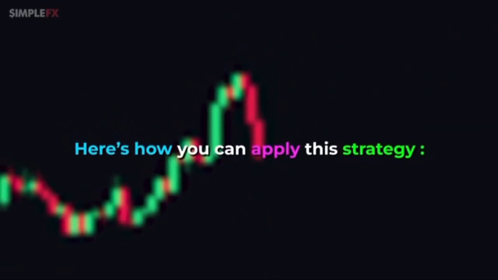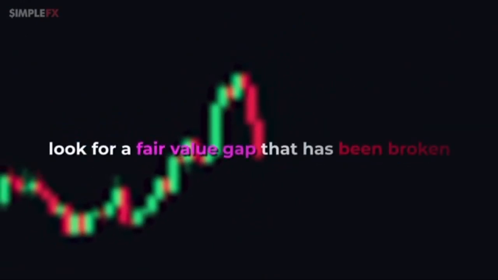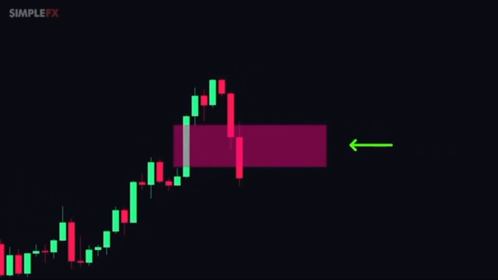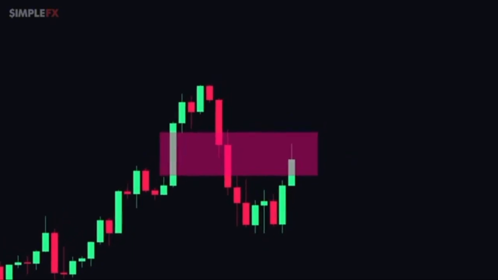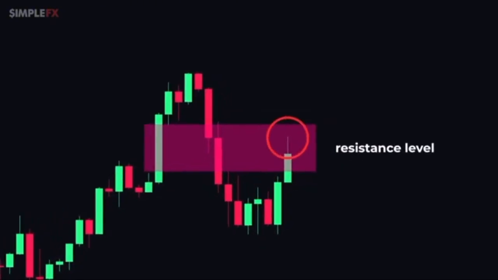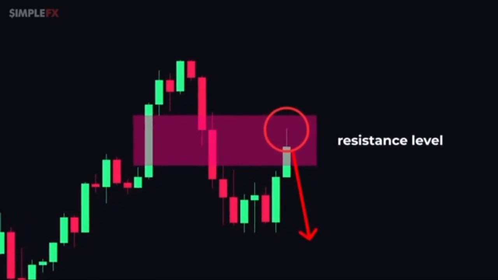Here's how you can apply this strategy. The first step is to look for a fair value gap that has been broken. This means the price has already moved through it once. In this case, we see this bullish fair value gap that's been broken. Next, wait for a retracement back towards that gap. This broken fair value gap now acts as a resistance level. Once it retraces, take a position opposite to the original direction of the fair value gap. If it was a bullish fair value gap, open a short position.